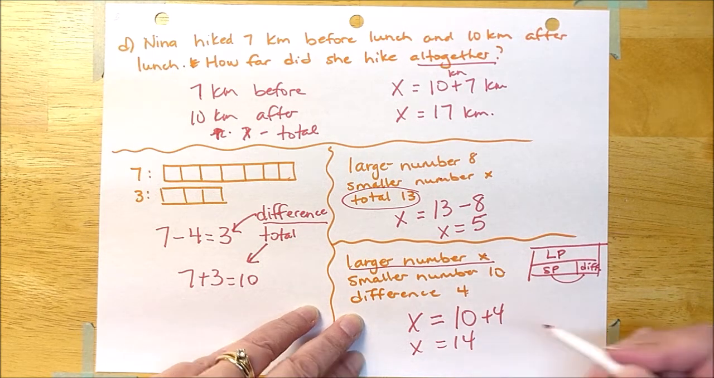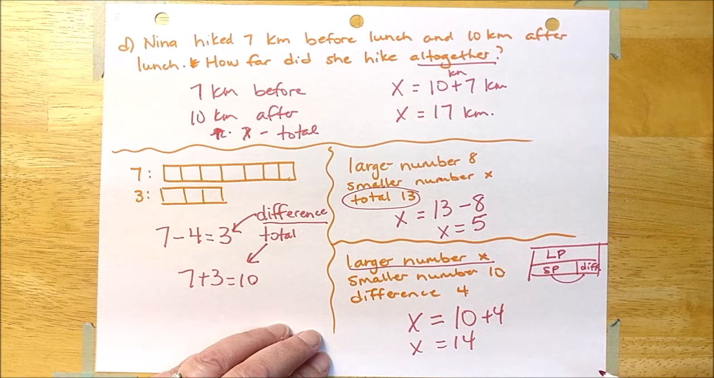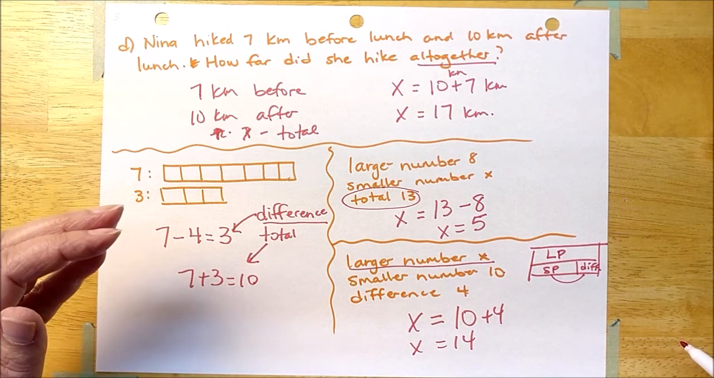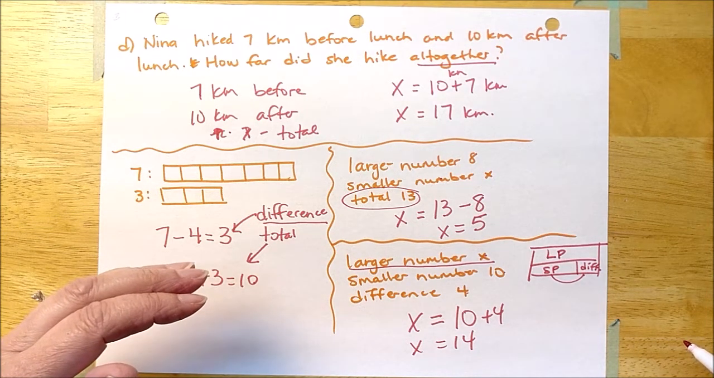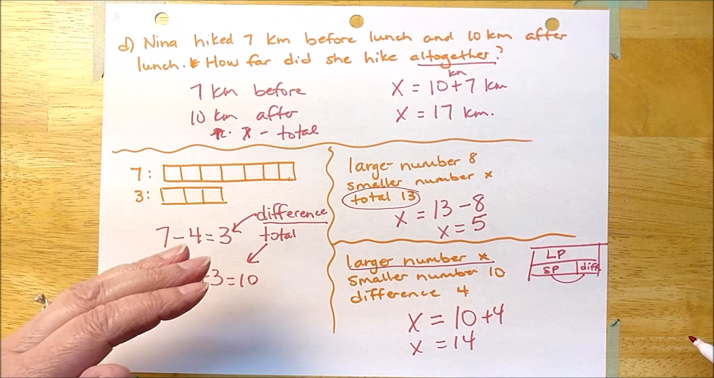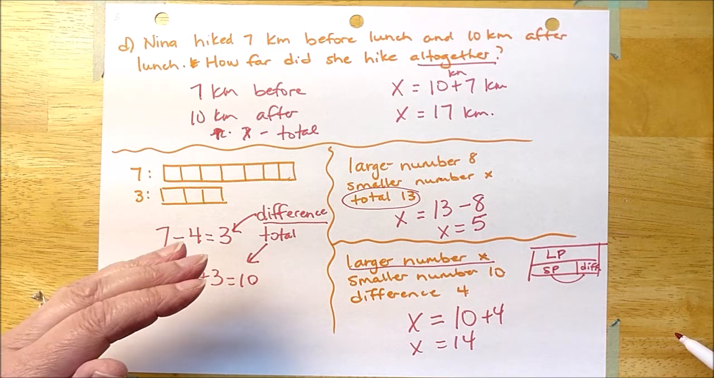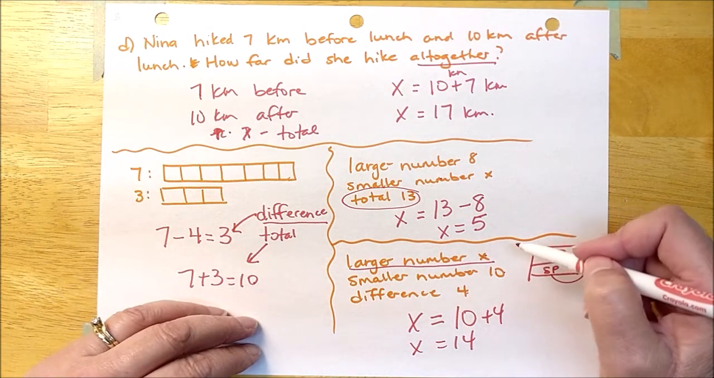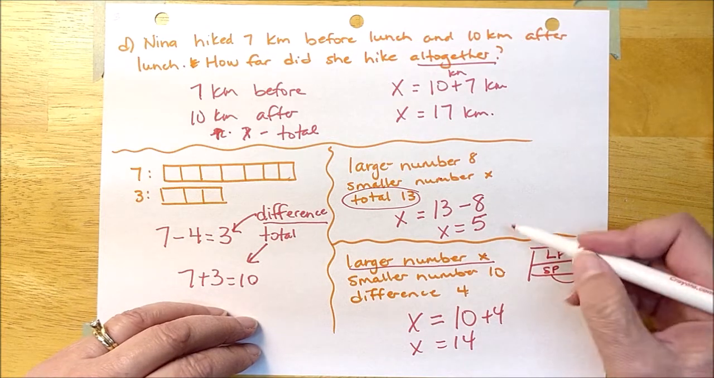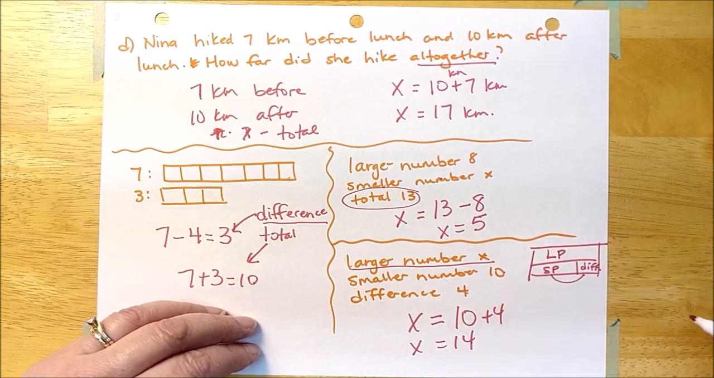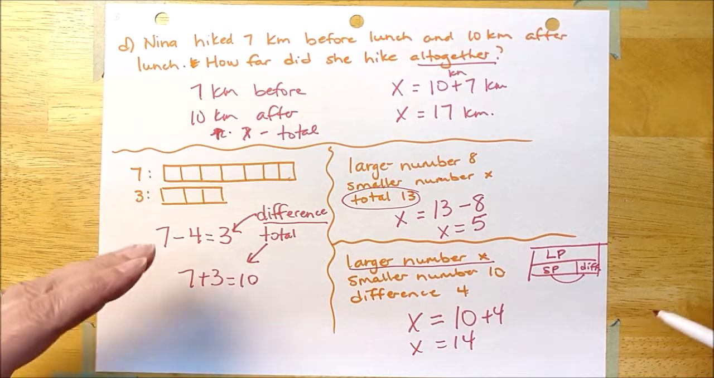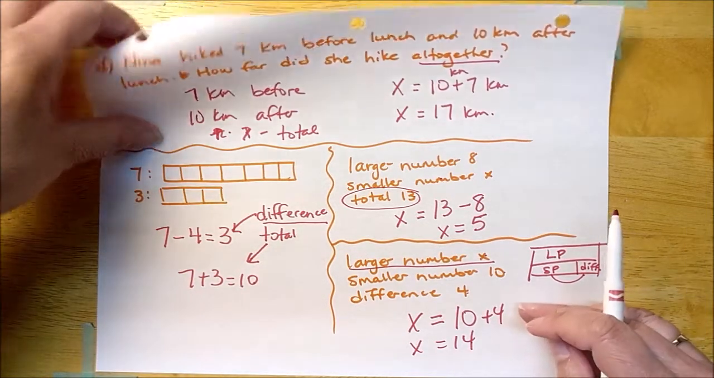So our small part, no! I am doing this all wrong. I am not doing very well at this at all. Yeah, that's right. Our larger number, my goodness, I'm having a really bad time here. Our larger number is 14. Okay, good. I think I got that.